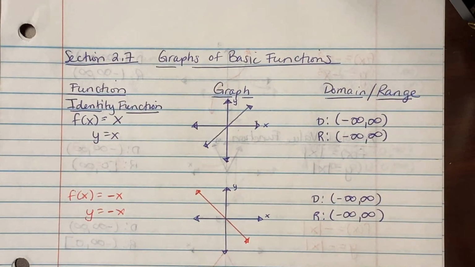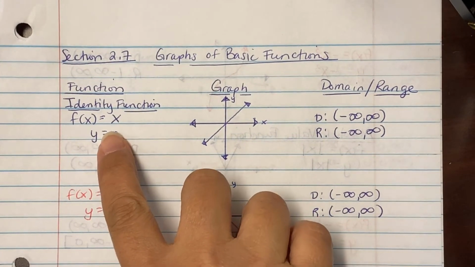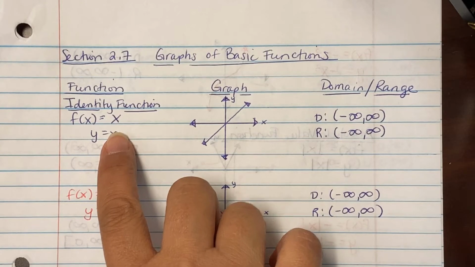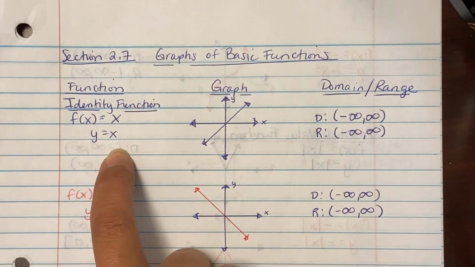Okay, this is section 2.7, graphs of basic functions. This is going to help you determine the end behavior of a graph. So the first one, I gave you the identity function. It's known as f of x equal to x. Normally we see it as y equal to x.